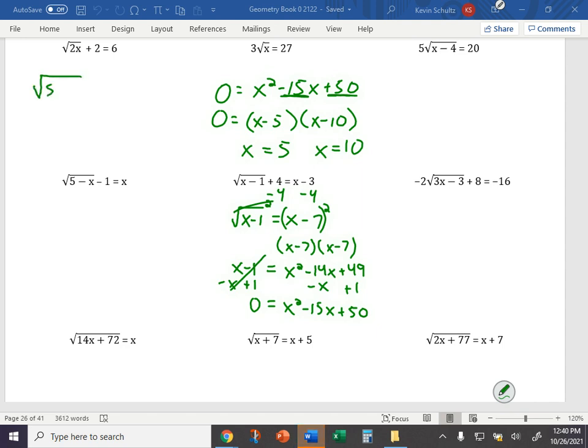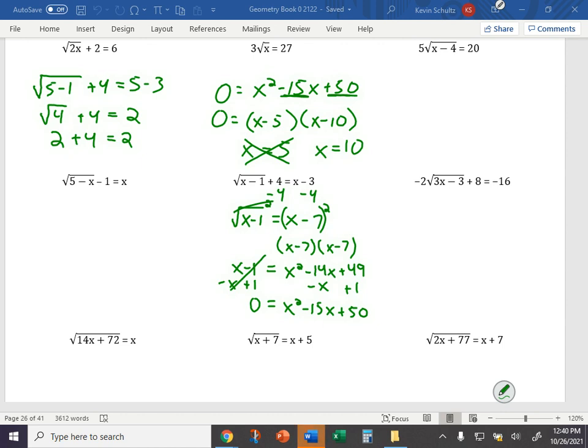The square root of 5 minus 1, just replacing that x variable. Is that equal to 5 minus 3? 5 minus 1 equals 4. So the root of 4 plus 4, does that equal 2? The root of 4 is 2. Does 2 plus 4 equal 2? No. So does x equal 5? No. 5 is an extraneous solution.